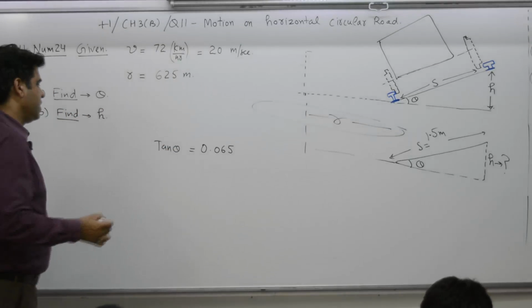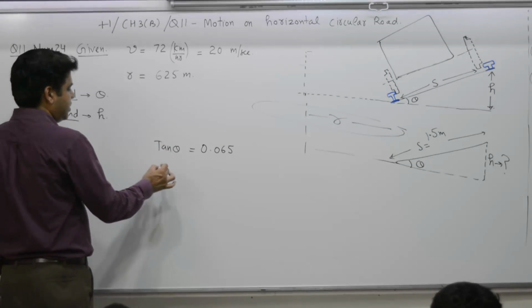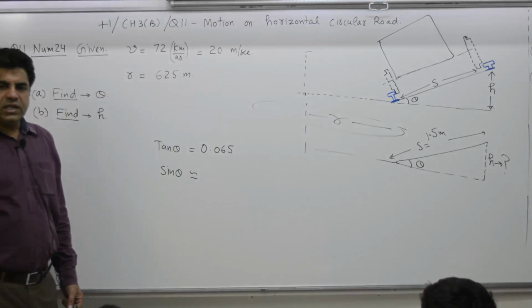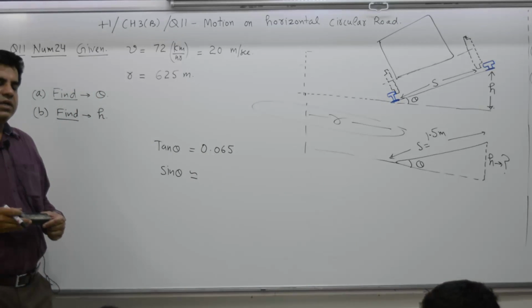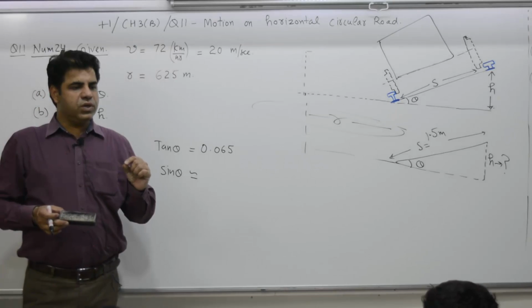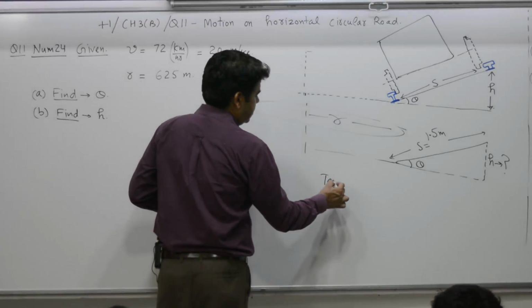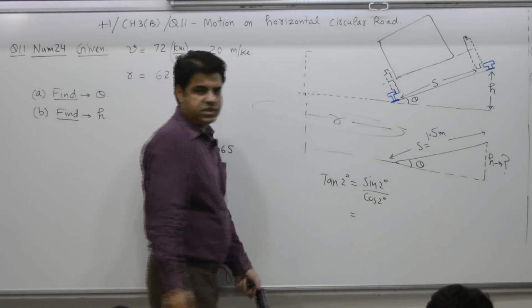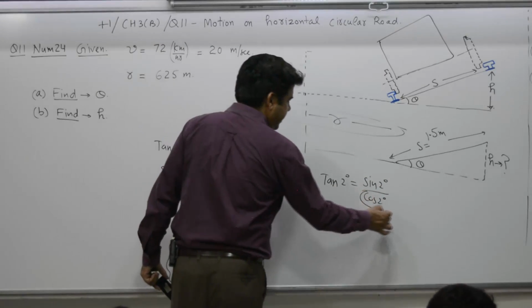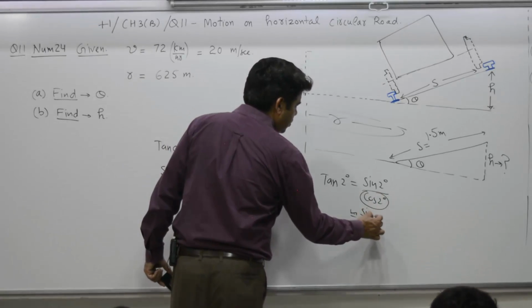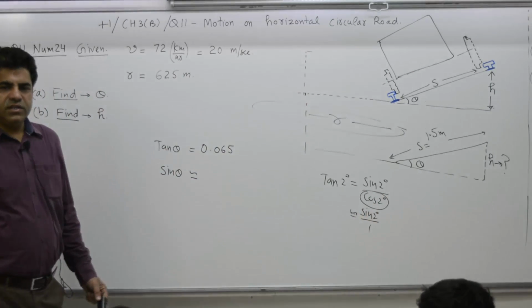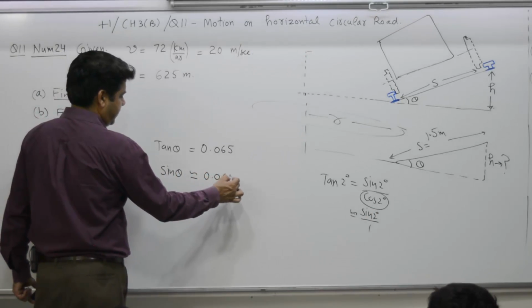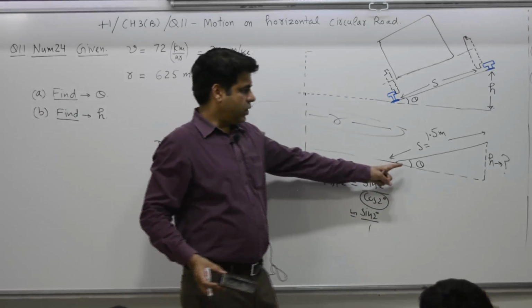Outer rail is at what height? Tangent theta is equal to sine theta for small values. If a value is small, sine theta and tangent theta are equal. For example, 2 degree, tangent 2 degree is equal to sine 2 degree divided by cos 2 degree. Cos 0 is how much? 1. So cos 2 degree is almost equal to 1. So tangent 2 degree is almost equal to sine. So sine theta is approximately equal to 0.065.